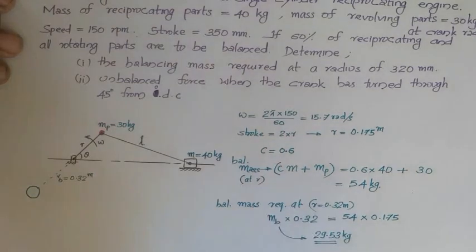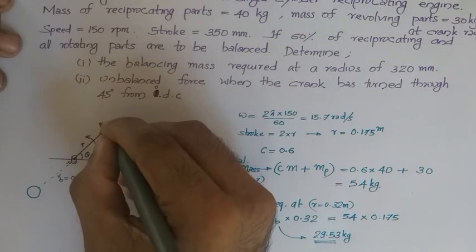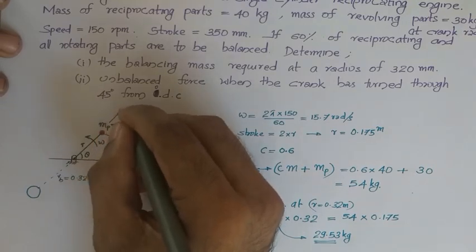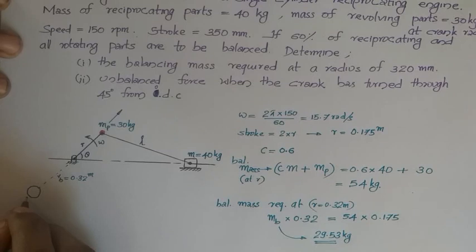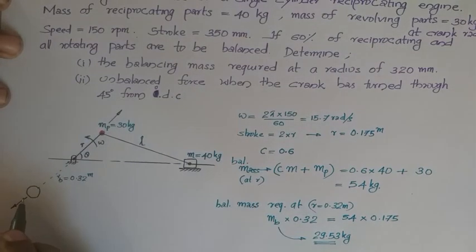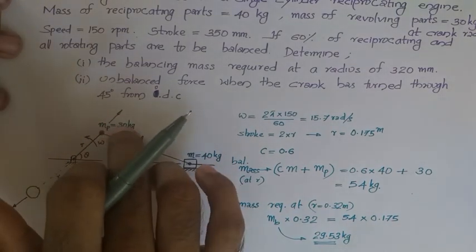In the second part, you are asked the net unbalanced force. In the first video we have calculated the unbalanced force. The rotating parts will be creating a centrifugal force of MP into R omega square, and if you are adding the balancing mass at this location, the balancing force will be created in this direction, so that the net unbalanced force due to rotating masses will be 0.